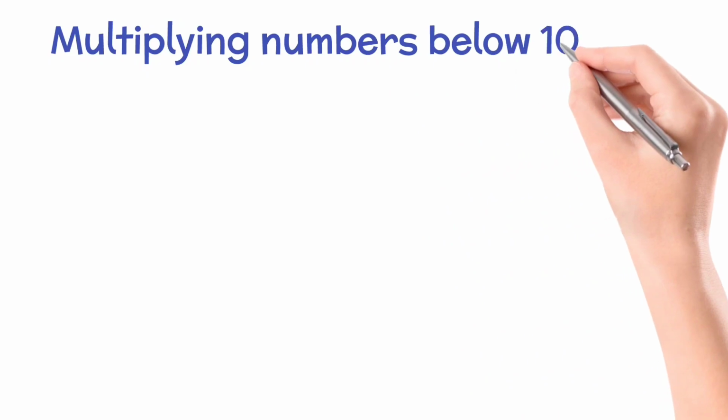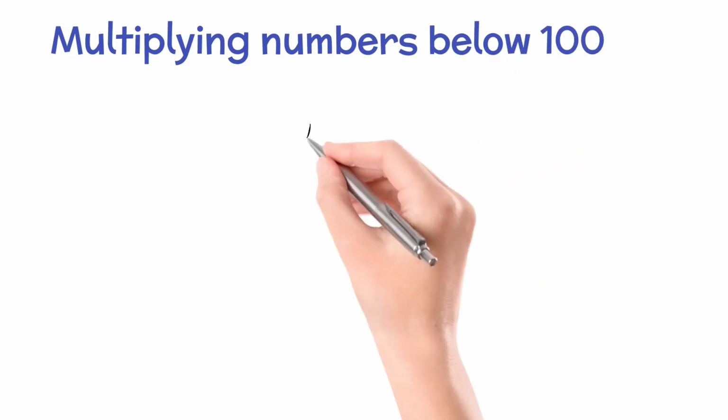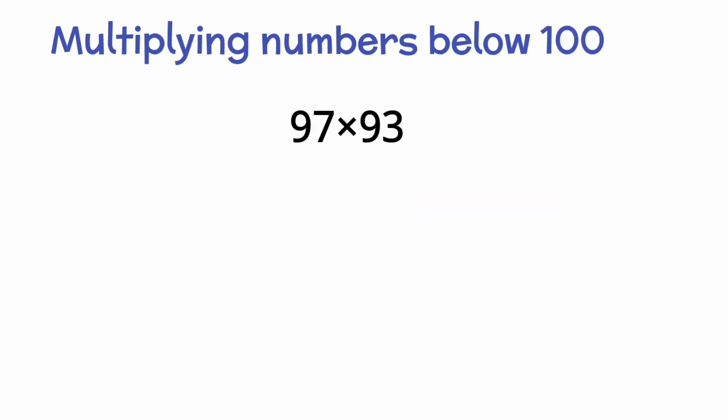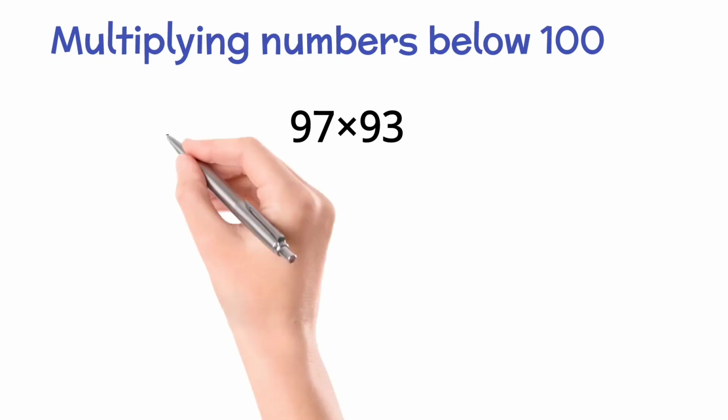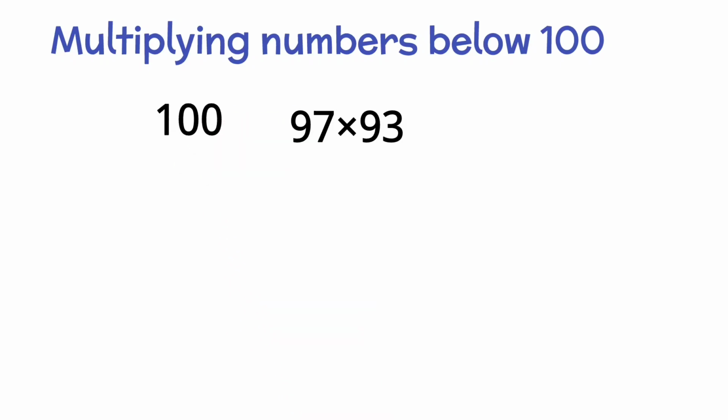Welcome to our video on multiplying numbers below 100. Take an example, 97 into 93. Here these numbers are nearest to 100, so we are taking 100 as the reference number. By subtracting 3 from 100 we get 97.